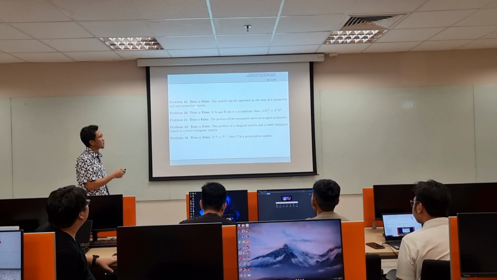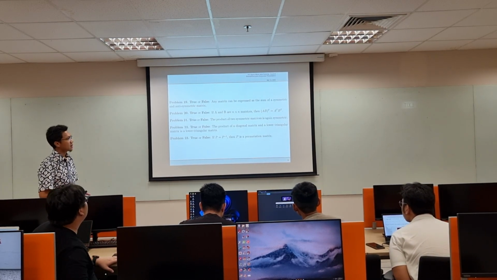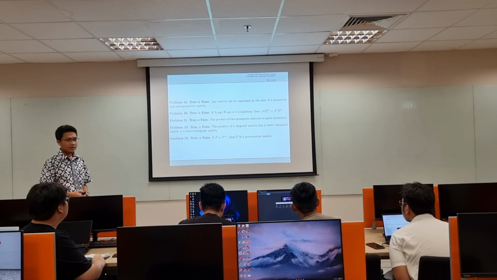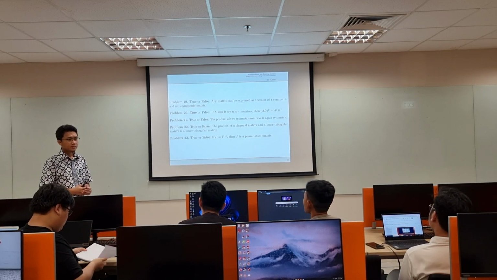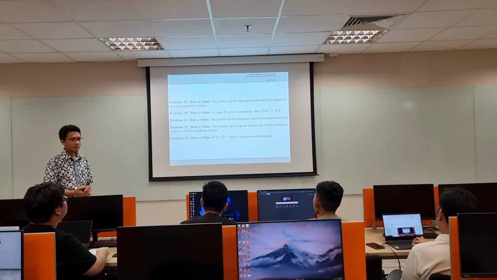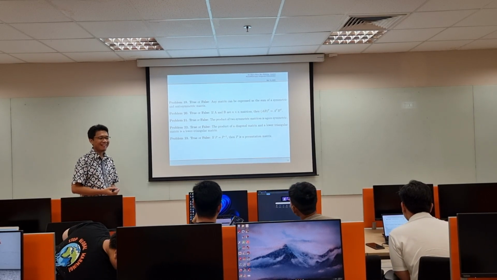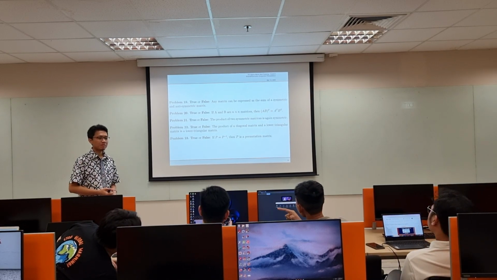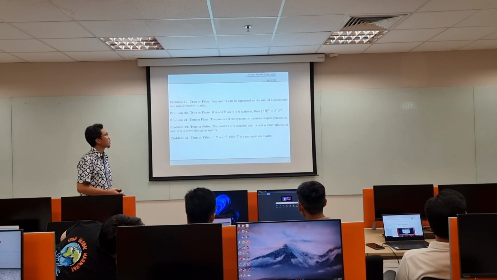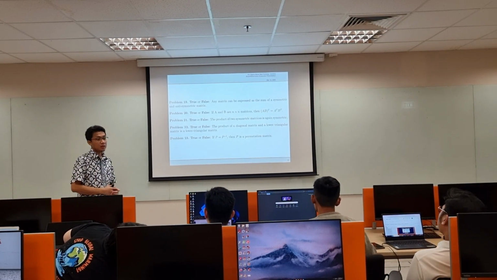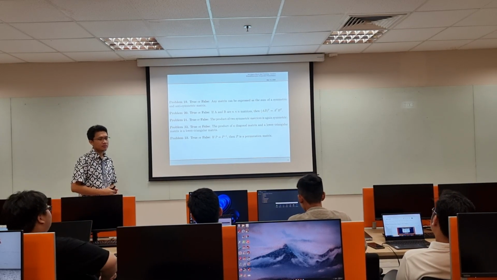Number 19. Any idea? Can we express any matrix as the sum of a symmetric and an anti-symmetric matrix? Can we do that? Anti-symmetric, not symmetric. Is the element still the same? Identity is symmetric. True, any matrix can be expressed as the sum of symmetric and anti-symmetric.